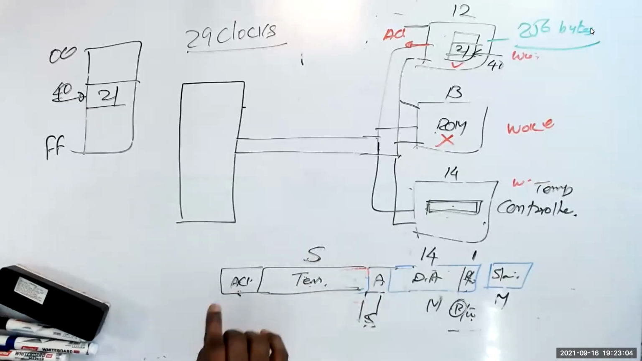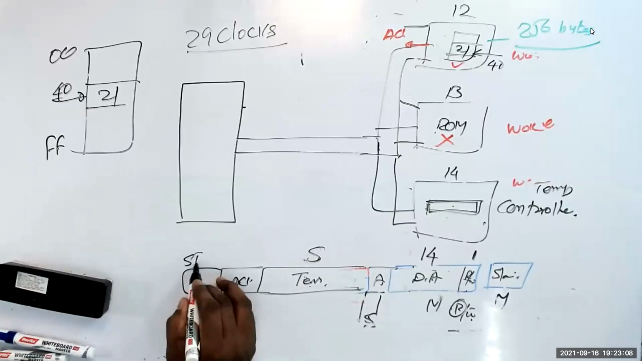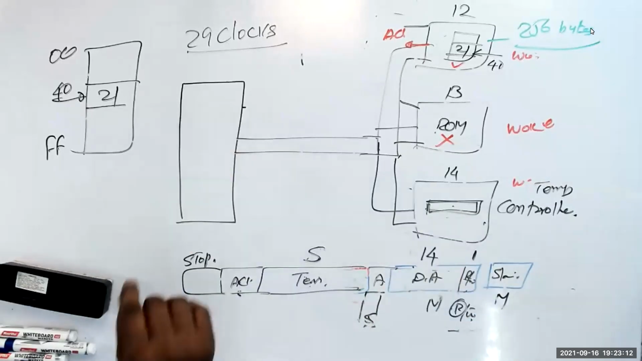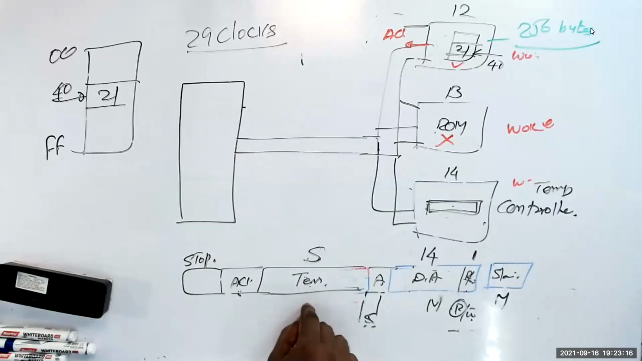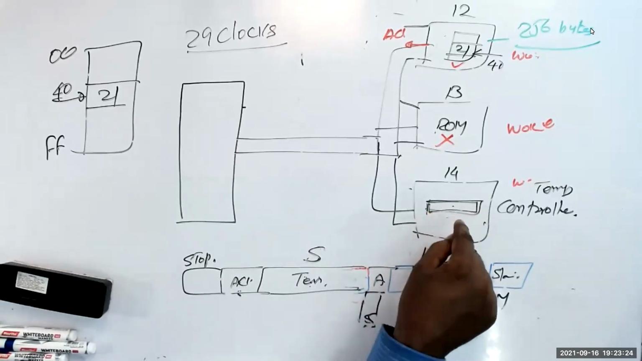Then you put acknowledgement, then you make stop. Understood? Now the temperature comes to you. You read the temperature by making it small. That is what I'm telling now. What I'm trying to say is that this controller will tell you what is what.